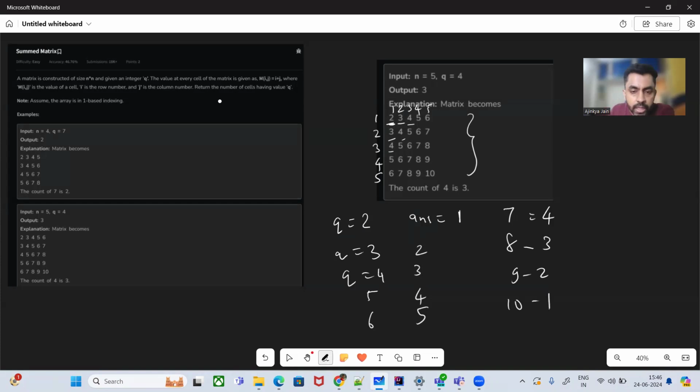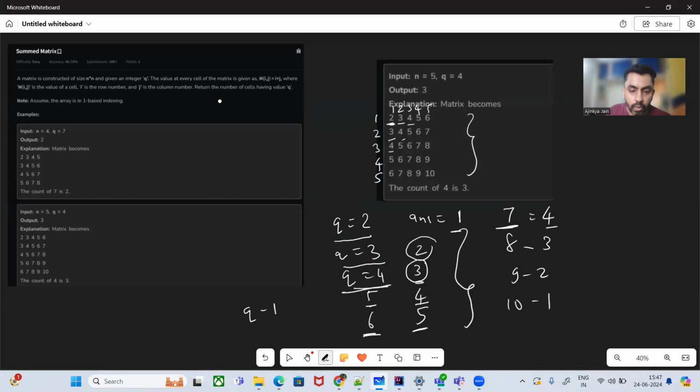Now let's see if there's some pattern. When q is equal to 2, the count is 1. When q equal to 3, it is 2. When q equal to 4, it is 3. So just note here, q minus 1 is the answer. Whatever the q, we are getting q minus 1 as the answer. For 5, q minus 1 is the answer. For q equal to 6, q minus 1 is the answer. But for 7, is it matching? No, it's not q minus 1, it's not 6. So till here only we have q minus 1 as the answer.